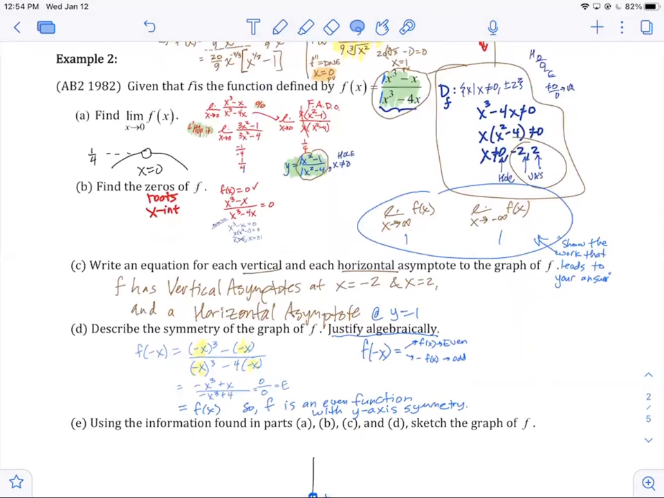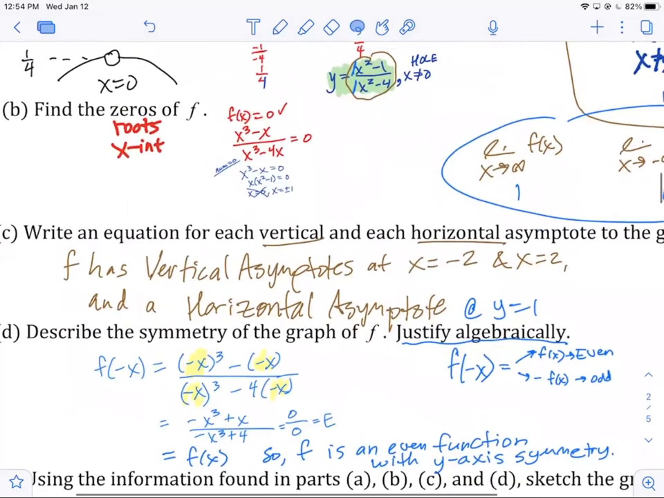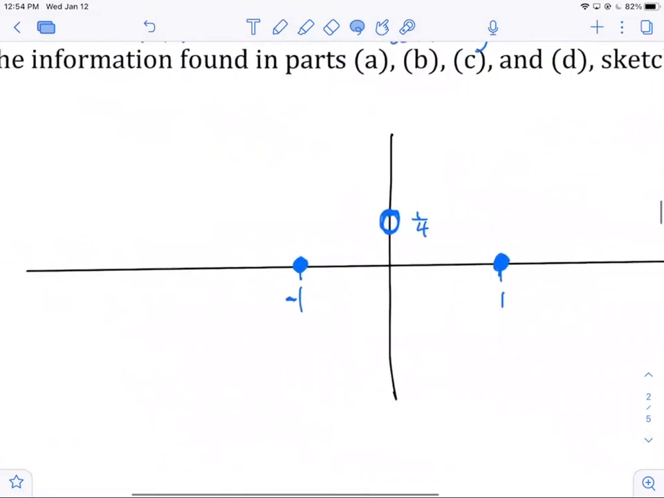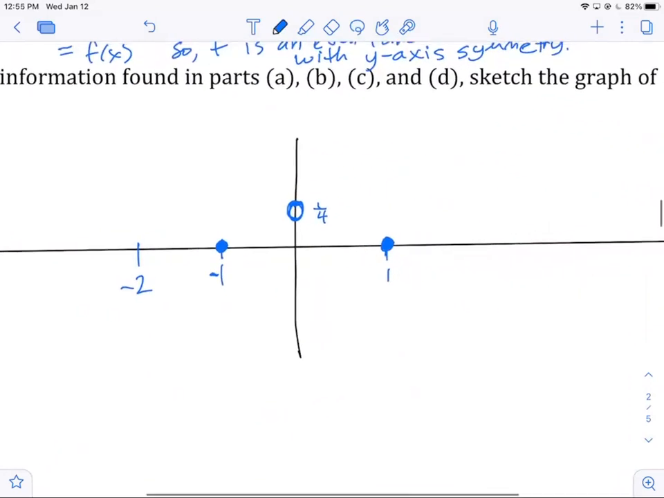And you see what I'm doing? I'm going back to each part and saying, what did I find? How can I use that on the graph? What did I find? How can I use it? Asymptotes. Oh, yes, -2 and 2. So here we go. Here would be -2, and over here would be +2.